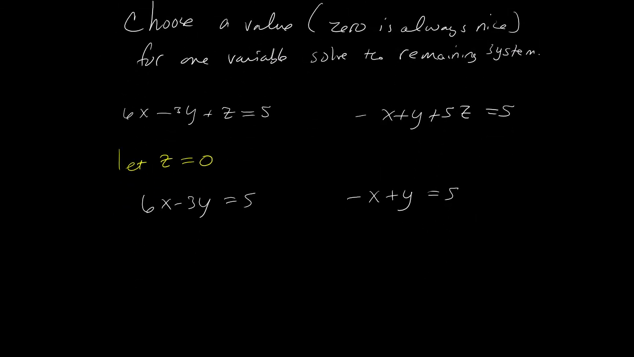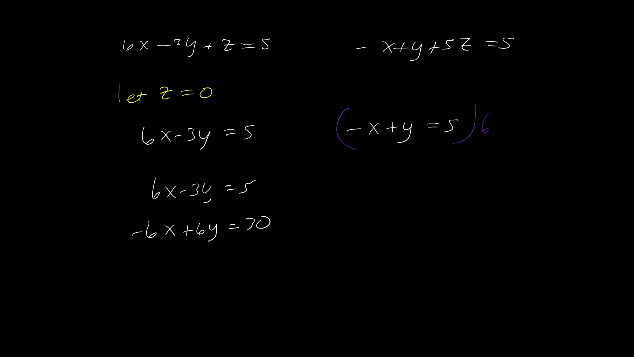So let's see here. If I multiply the second equation by 6, I can eliminate the x. So that'll be negative 6x plus 6y is equal to 30. Let's add those up. So I'm going to get 3y is equal to 35, y is equal to 35 thirds. So don't let that throw you. It's okay. Fractions happen. It's not a big deal. Fractions are okay.